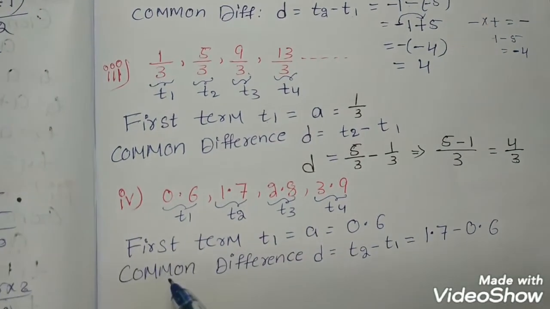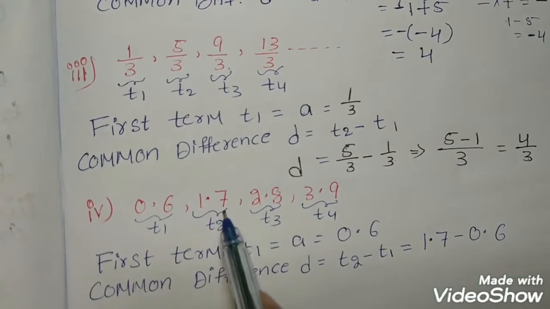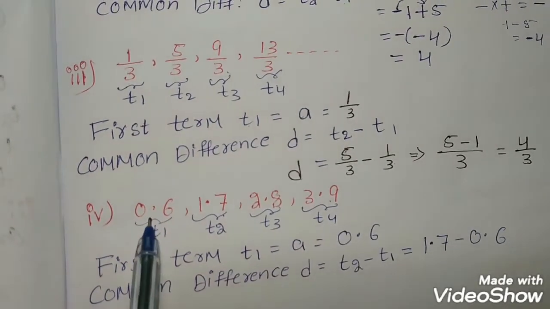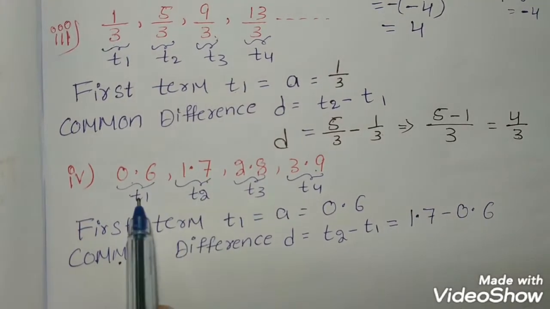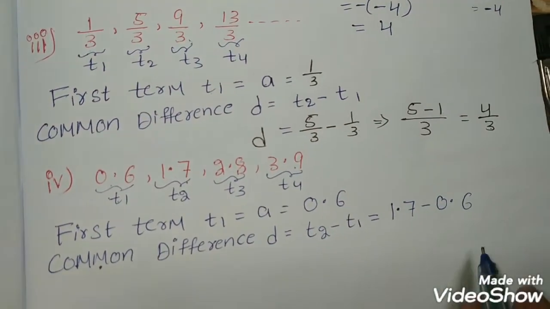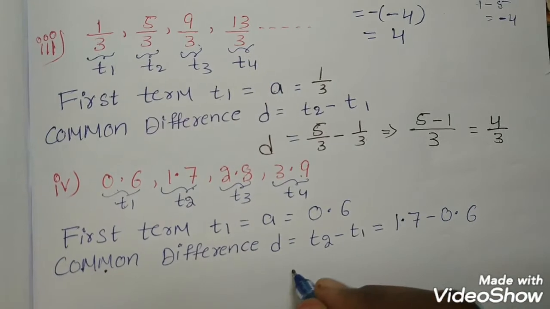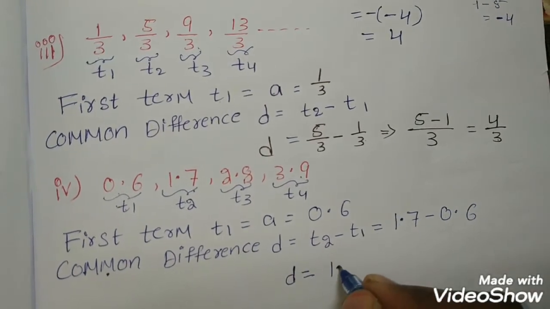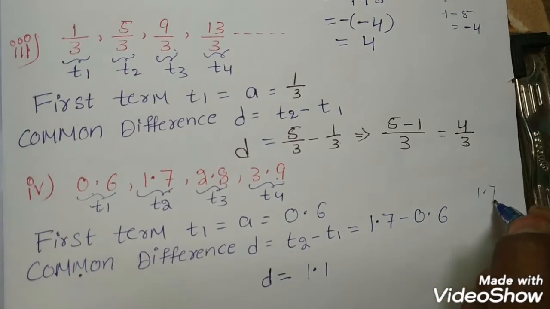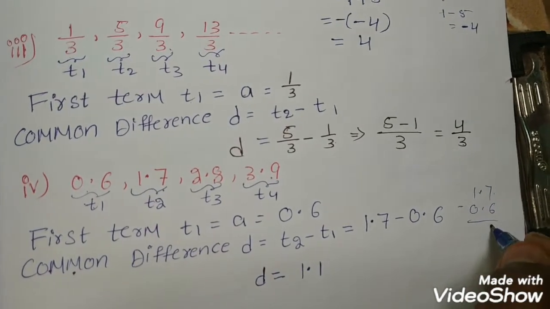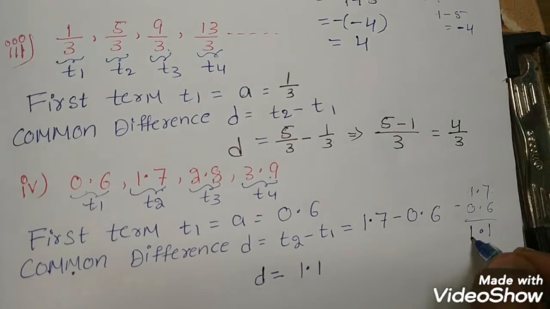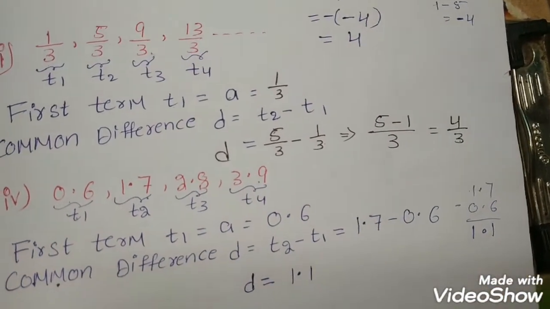See here. Fourth question: 0.6, term 1, term 2, term 3, term 4. What is the first term here? 0.6. And what is the common difference? T2 minus T1. That is 1.7 minus 0.6. What do we get here? D is equal to 1.1. Check: 1.7 minus 0.6. 7 minus 6 we get 1, and 1 minus 0 gives 1. So our answer is 1.1.